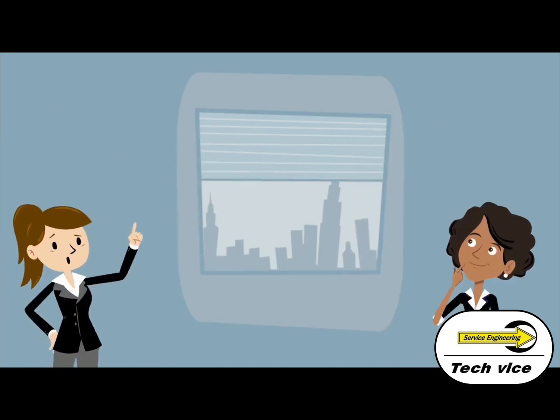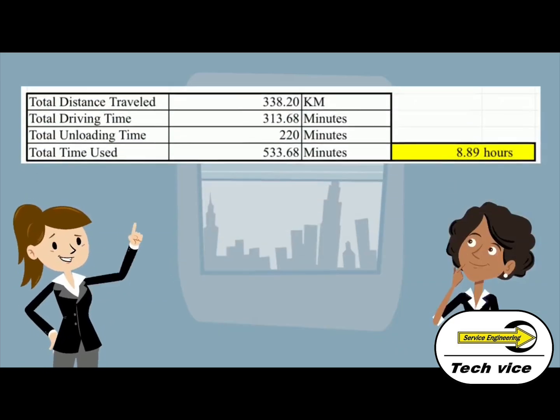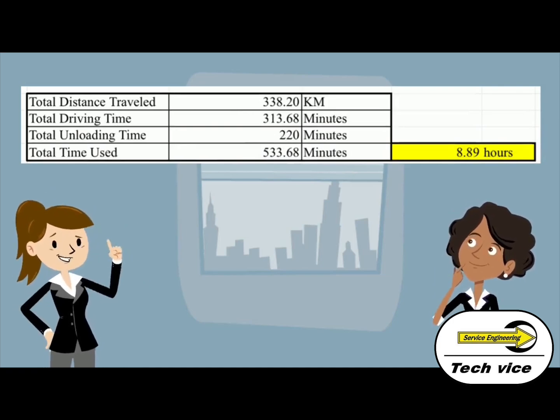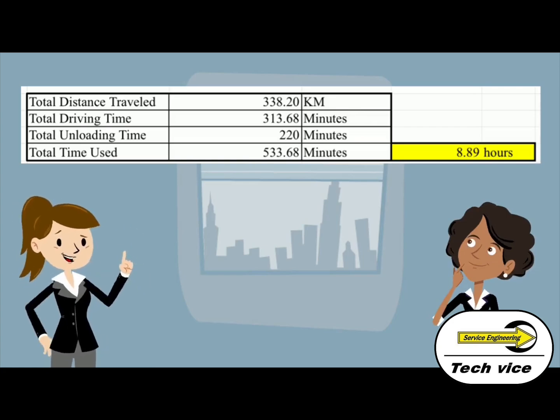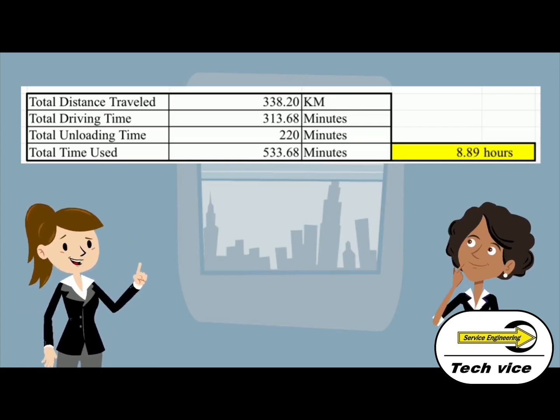With our current approach, we're actually wasting 8.89 hours to deliver all the goods to the customers and vendors. We can save so much time, since all the drivers are required to drive back and forth, and they're driving a total distance of 338.2 kilometers.